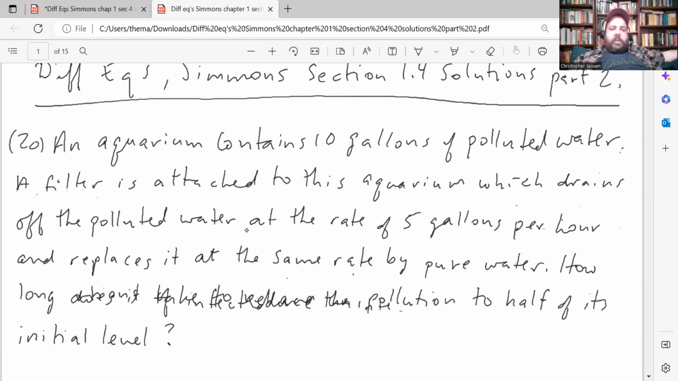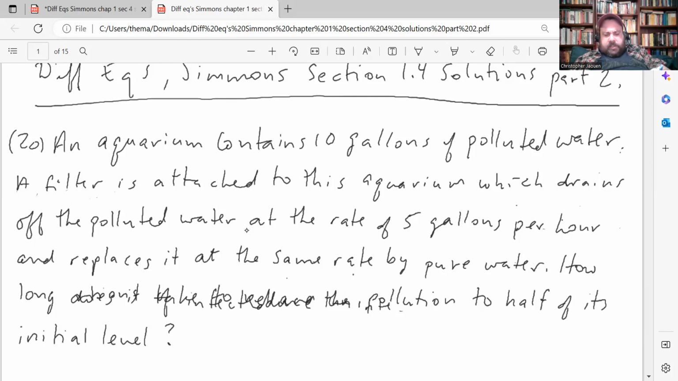An aquarium contains 10 gallons of polluted water. A filter is attached to the aquarium, which drains off the polluted water at a rate of 5 gallons per hour and replaces it at the same rate by pure water. How long? Oh, it looks like the Jamboard copied that weirdly. Let me read it out of the book.